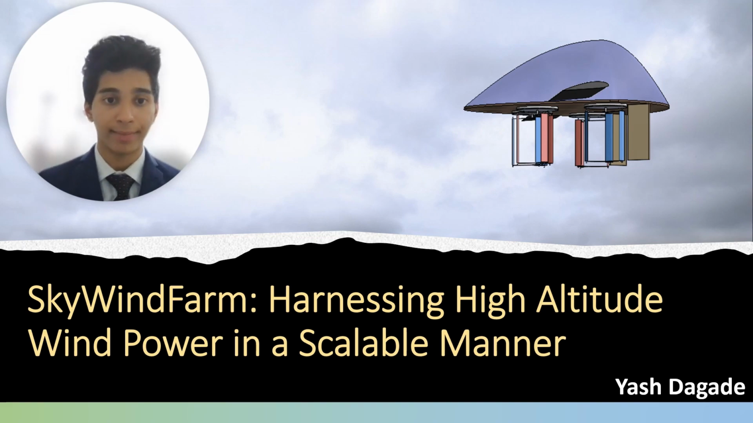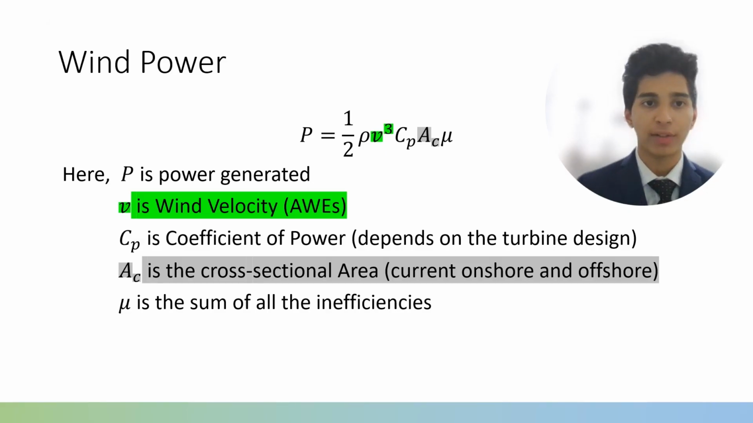a scalable manner. Wind power is primarily a function of the cube of velocity. Unlike traditional turbines, which increase power by enlarging the cross-sectional area, airborne wind energy systems, or AWEs, seek to leverage the cubic relationship with power by harnessing higher velocities to yield significantly more energy.